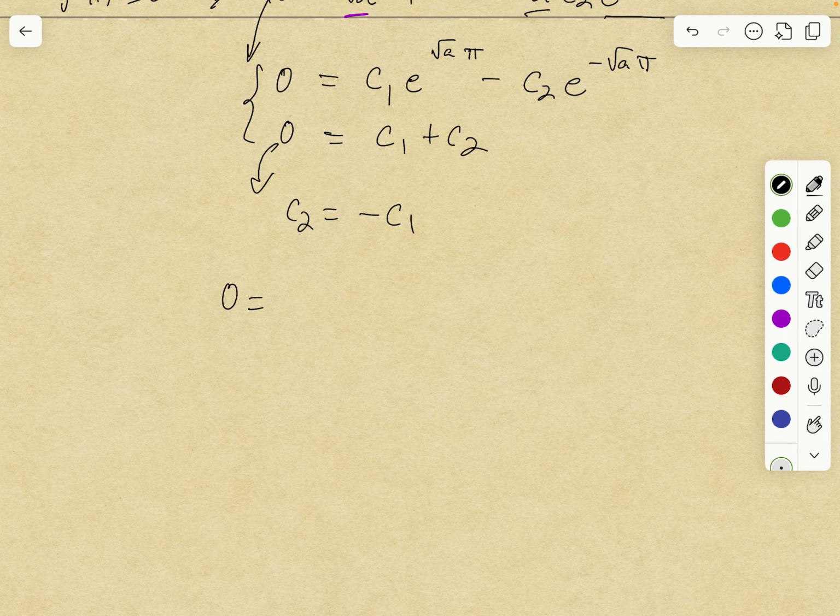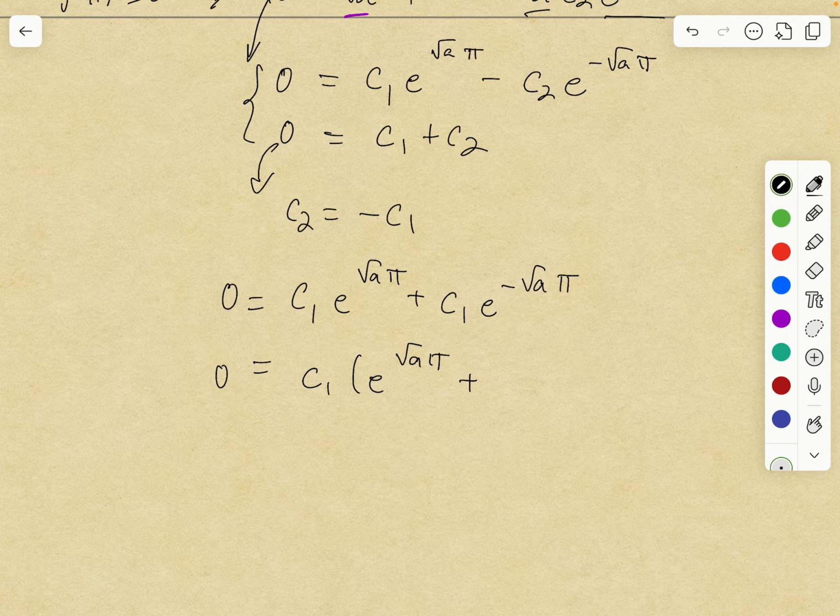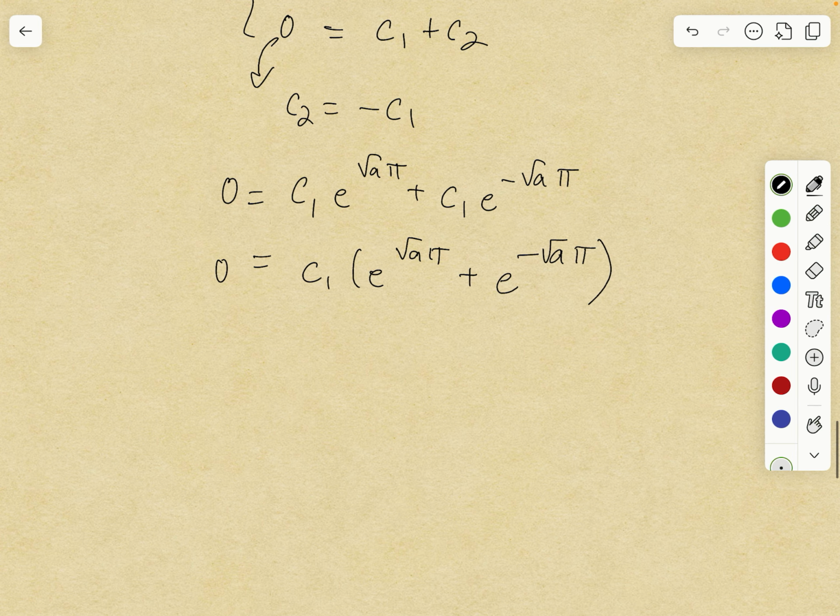So I get 0 equals C1 e to the root a pi minus C2, so that's plus C1 e to the minus root a pi. So I can factor out the C1: e to the root a pi plus e to the minus root a pi. Well, what does that tell me? So I have 0 equals C1 times some constant. Now, is this constant equal to 0?